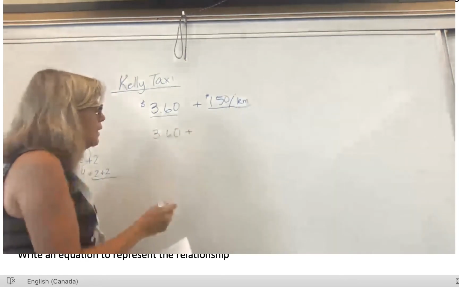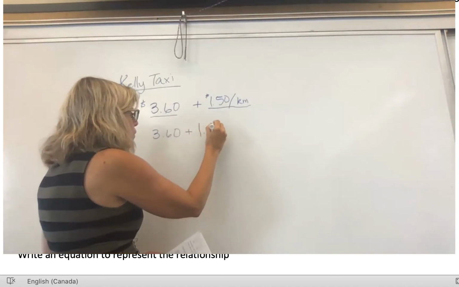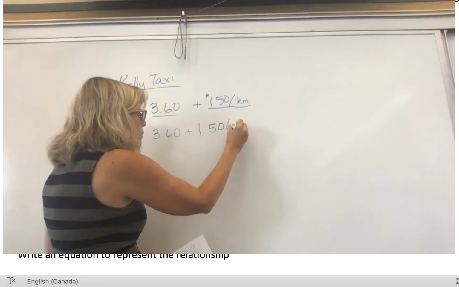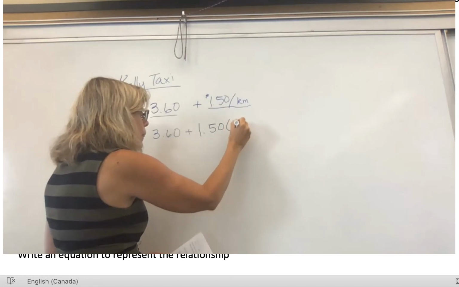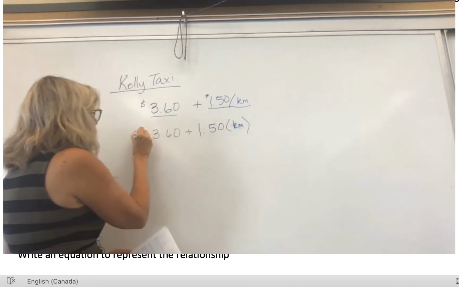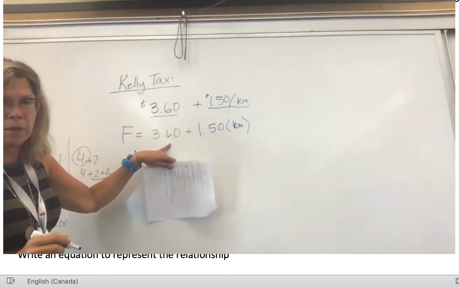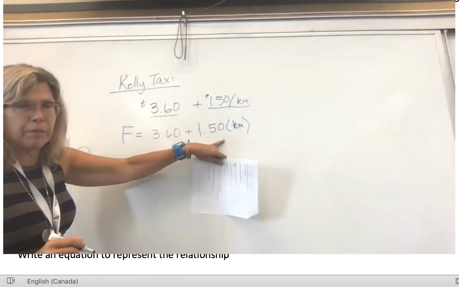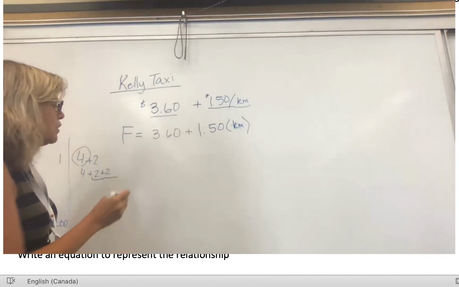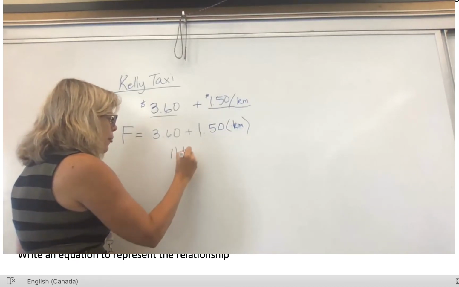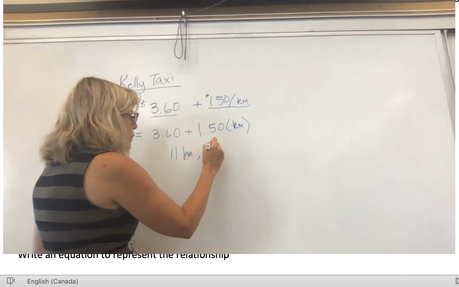So in this case, for each kilometer, you're going to have to pay $1.50. So $1.50 times however many kilometers there are. Sorry, I'll put KM in here. So that's your equation, and that's your fare. Fare equals $3.60 plus $1.50 per kilometer. So the next question is how much? Suppose we go on an 11-kilometer ride. Then what is the fare? What is F?